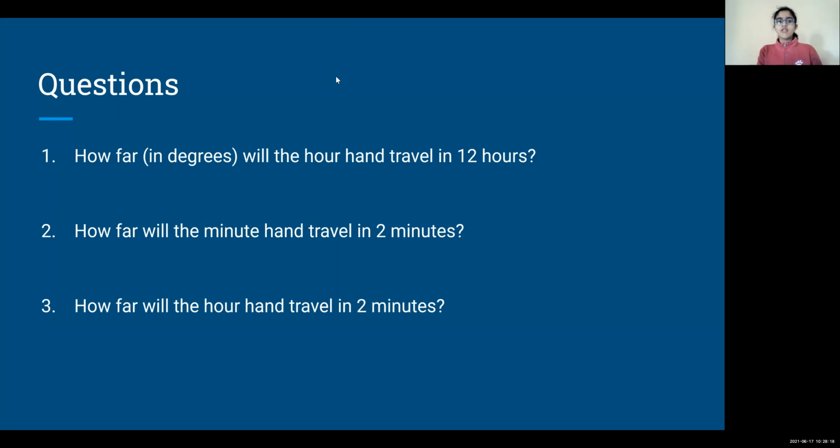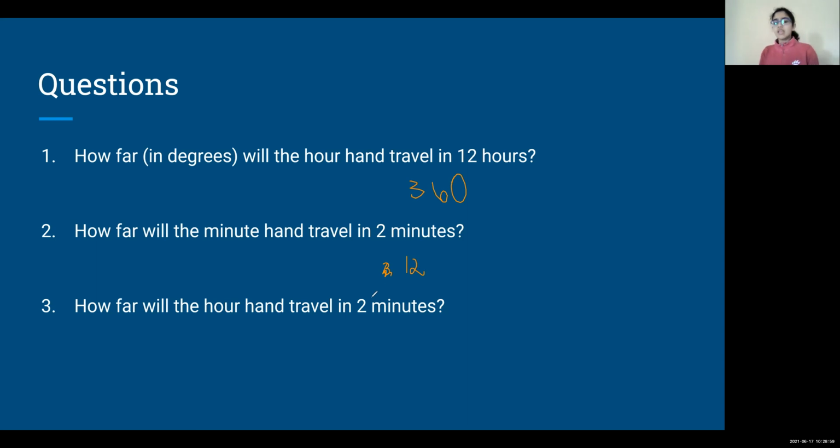How far in degrees will the hour hand travel in 12 hours? 12 hours is the whole revolution, because there are only 12 hours on a clock. So this would be 360. Then how far will the minute hand travel in 2 minutes? There are 60 minutes in an hour, so that's 1/30 of 360 degrees, right? 2 over 60 is 1 over 30. So 1/30 times 360 would be 12. The minute hand would travel 12 degrees in 2 minutes.